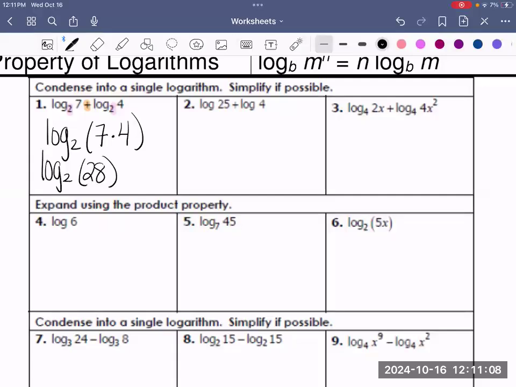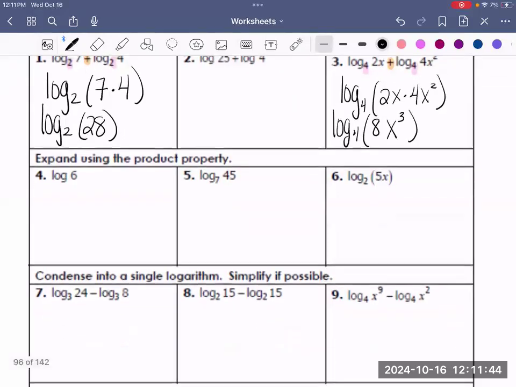Let's try it again with number 2. Now I'm going to jump to number 3, because again, I'm going to be showing the answer key at the very end. So here we have addition, and again, it is the same exact base. We have addition, so we'll multiply 2x times 4x squared. So you get log base 4. 2 times 4 is 8. X times x squared is x cubed.